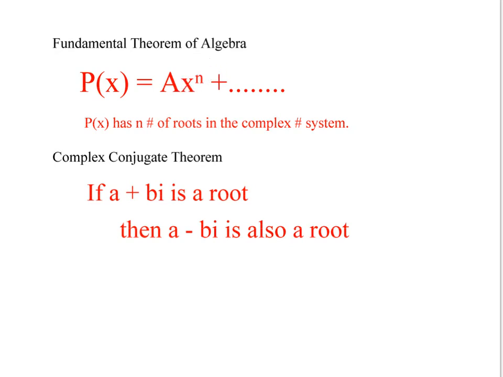Another very important theorem is the complex conjugate theorem, which says if a plus bi is a root of a polynomial, then a minus bi is also a root. In other words, the complex roots always come in pairs, the root and its conjugate.